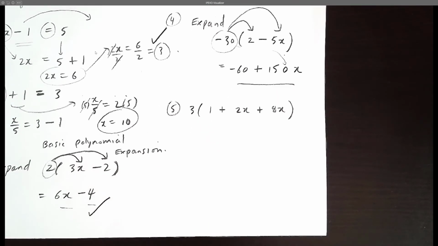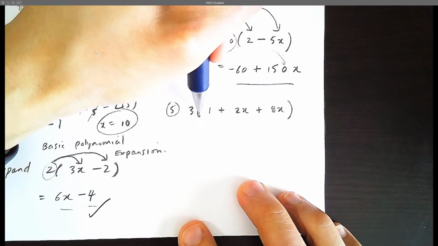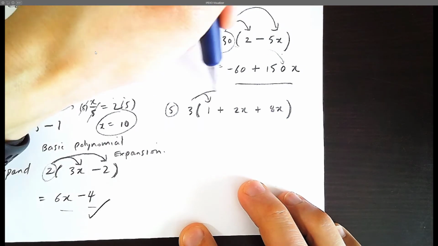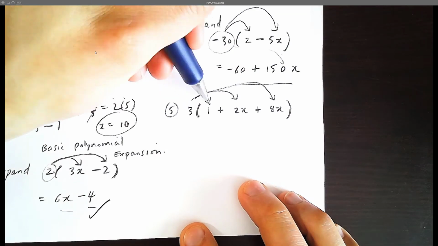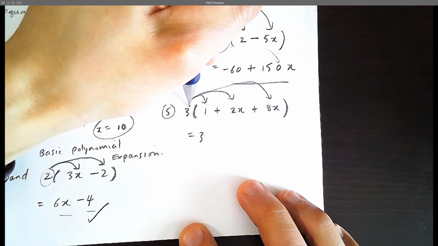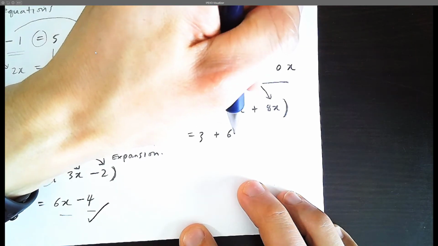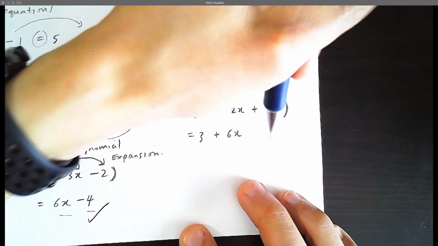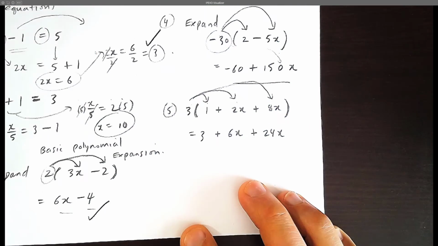So we're practicing another distribution question. So this is the number. You see a big fat bracket here. One way of doing this is to feed the dog, feed the cat, and feed the bird. What's 3 times 1? The answer is 3. What's 3 times positive 2x? The answer is positive. 3 times 2 is 6x. What's 3 times positive 8x? It's going to be positive. 3 times 8 is 24, and the x remains.